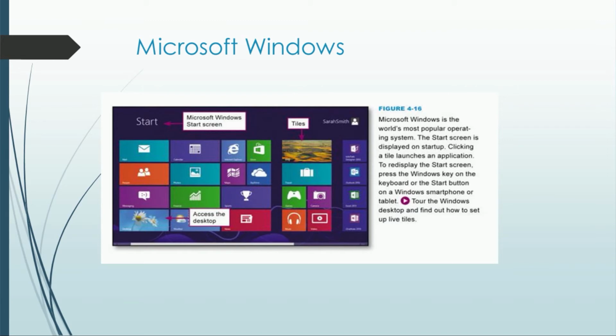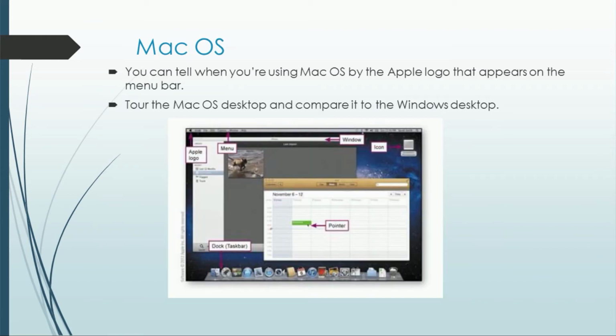So I want to talk about Microsoft Windows. Microsoft Windows is the world's most popular operating system. The start screen is displayed on startup. Clicking a tile launches an application. To display the start screen, press the Windows key on the keyboard or the start button on a Windows smartphone or tablet.